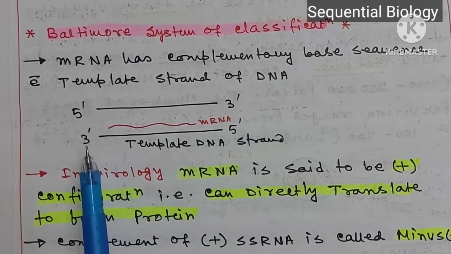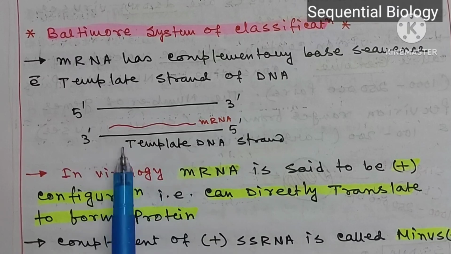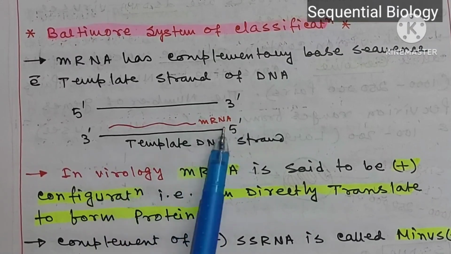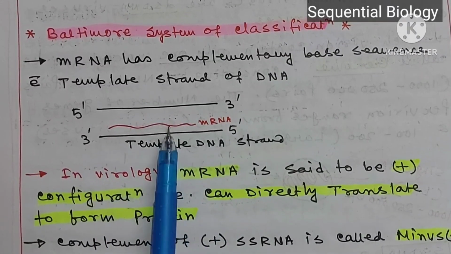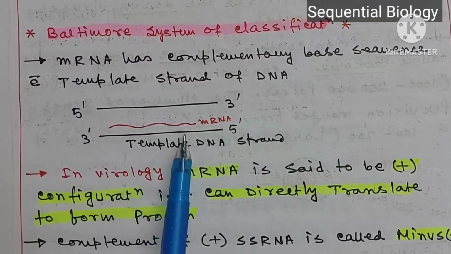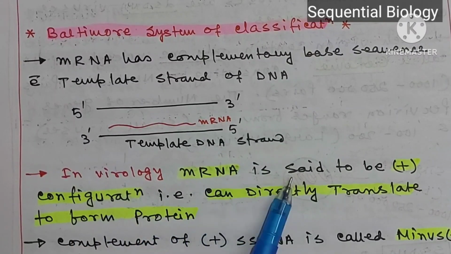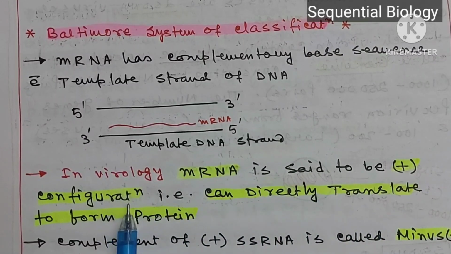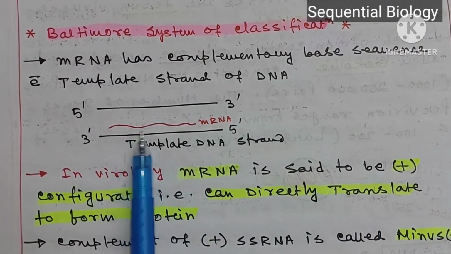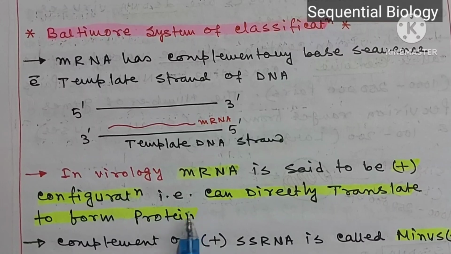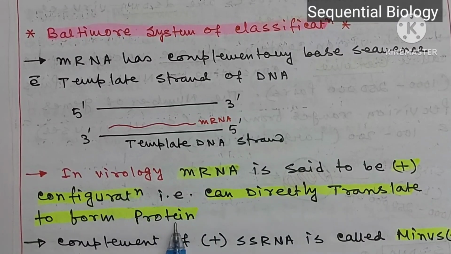The template strand of DNA is the 3' to 5' strand, and since this strand is transcribed, the mRNA has a complementary base sequence to this template strand. In virology the mRNA is said to be of plus configuration, that is, it can directly be translated to form protein.